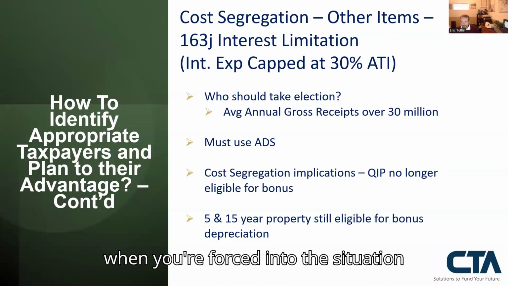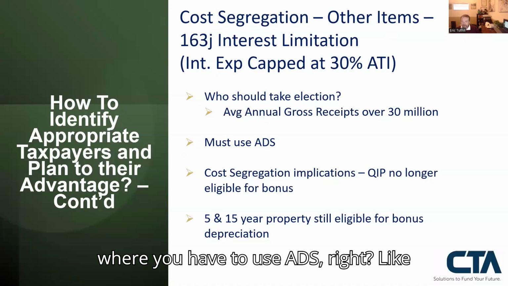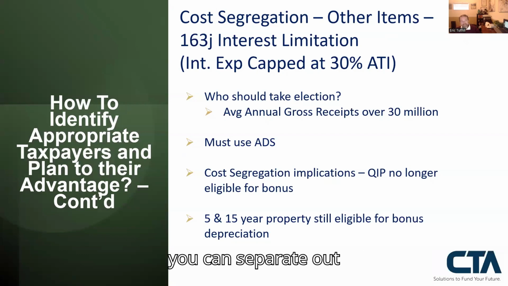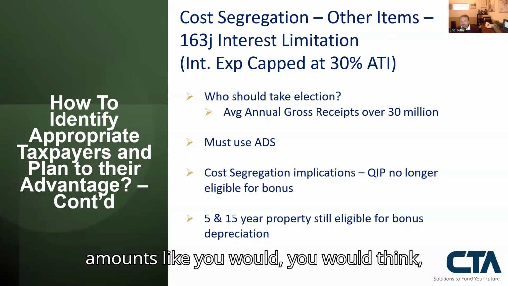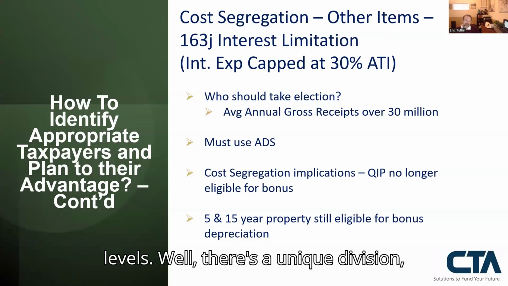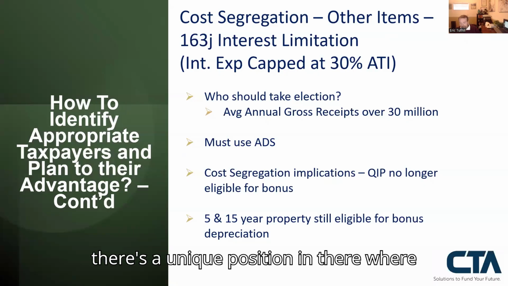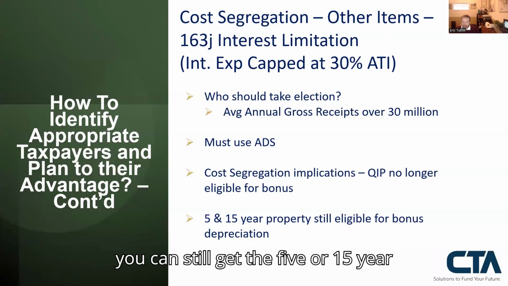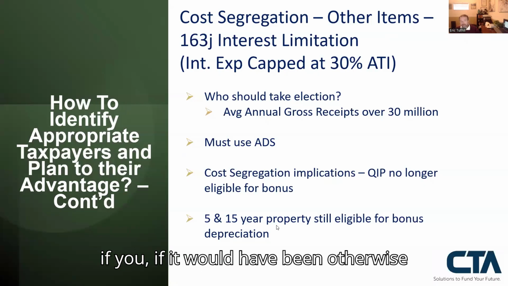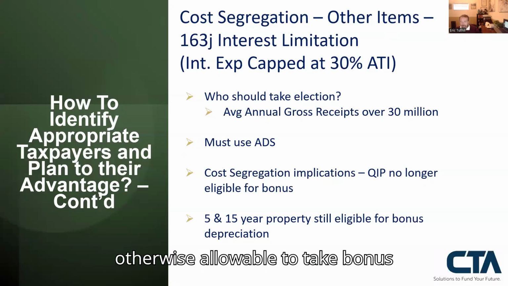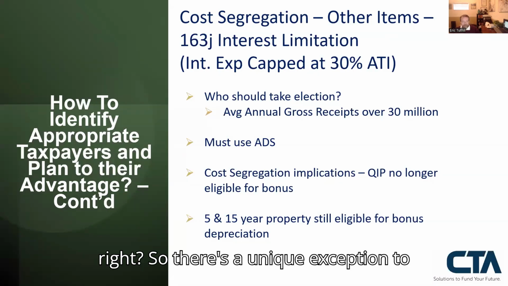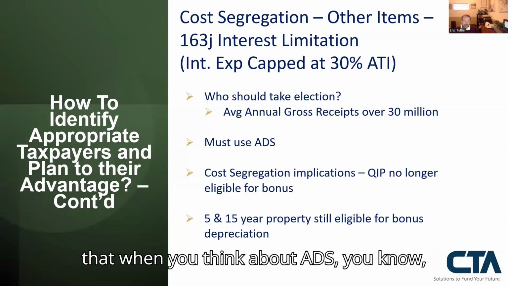When you're forced into this situation where you have to use ADS, right? One of the cool aspects of ADS is you can separate out amounts. You would think, well, you have to apply ADS to the lower levels. Well, there's a unique exception where you can still get the 5 or 15 year property, right? If it would have been otherwise considered 5 or 15 year property and otherwise allowable to take bonus depreciation, you can still take it, right? So there's a unique exception to that when you think about ADS, and QIP.